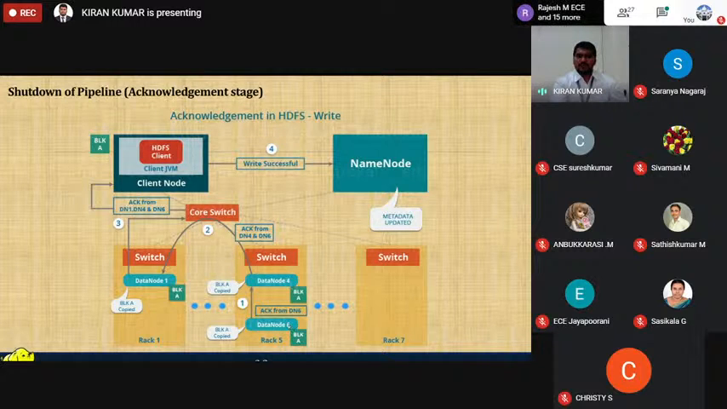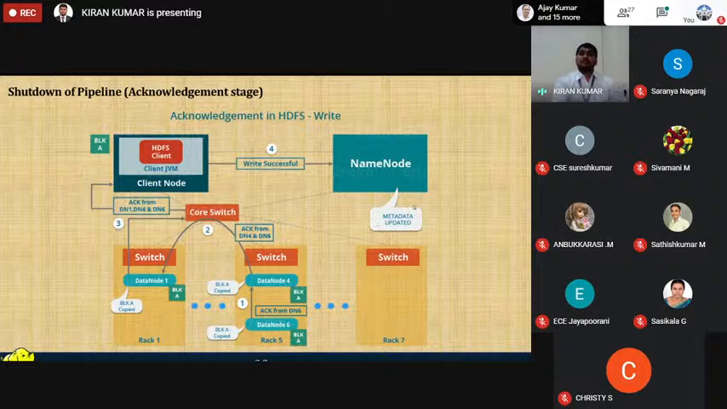Currently we are in data node number 6. Can you see here? Data node number 6 gives the acknowledgement to data node number 4, saying it successfully created the replica. And from data node number 4 it goes through the switches to data node number 1, saying acknowledgement received from both data node number 4 and 6. That means both replications are created successfully. From data node number 1, it goes back to the core switch and to the client successfully. The write request is placed successfully, and from there the confirmation goes to the name node and the metadata will be updated.